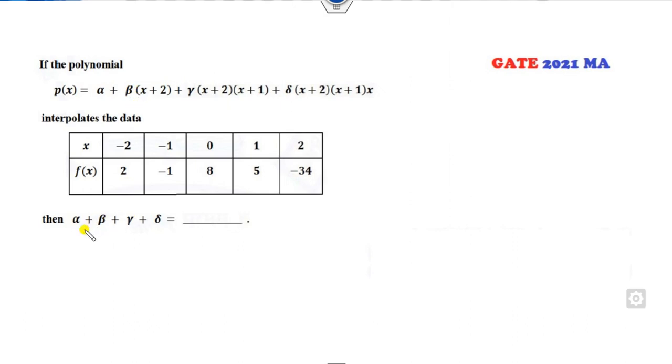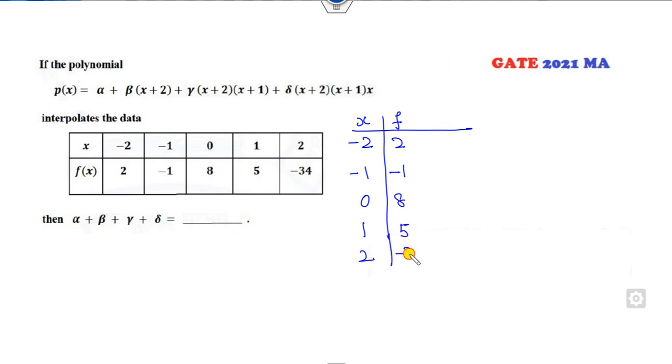Okay, look at the values of alpha, beta, gamma and delta. Here again you can see beta is a copy. Okay, fine. Again very simple. The x values are minus 2, minus 1, 0, 1, 2, and f is 2, minus 1, 8, 5, minus 34. Again you can see they are equally spaced. The difference is equally likely.